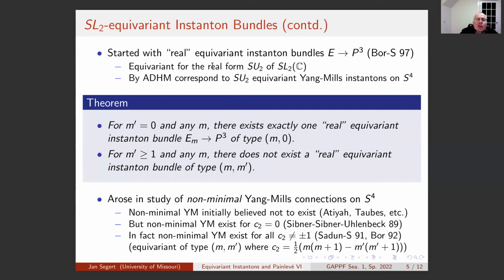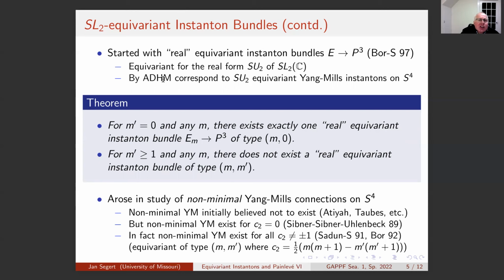Okay. And so when I started this work, this was way back in the 90s, I was working with Gil Bohr, and we were looking at equivariant instanton bundles that were actually the physics instanton bundles. So they satisfied the additional real condition because we were actually interested in Yang-Mills connections on S4 that had the corresponding symmetry, and that's the real form of the symmetry, now SU2.